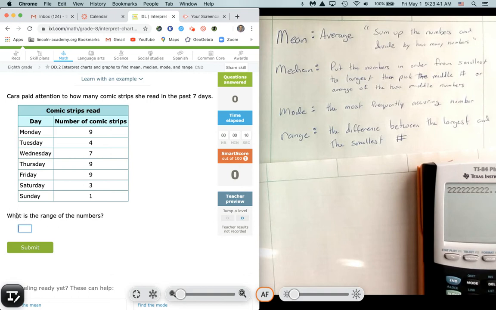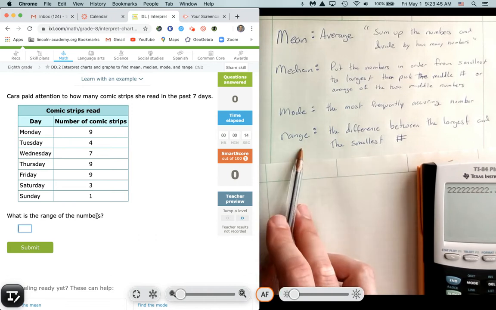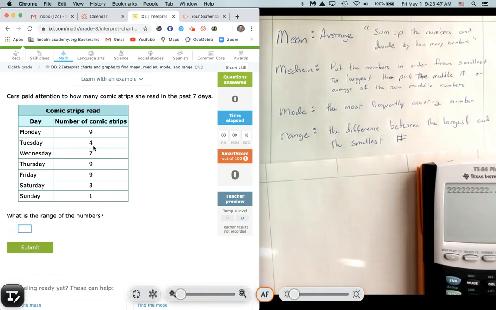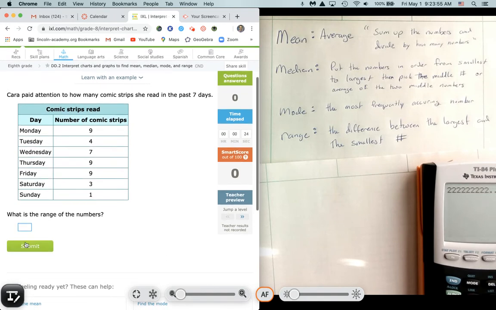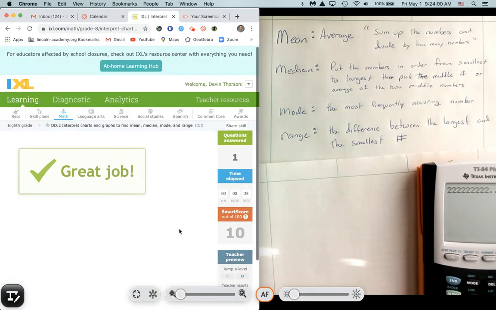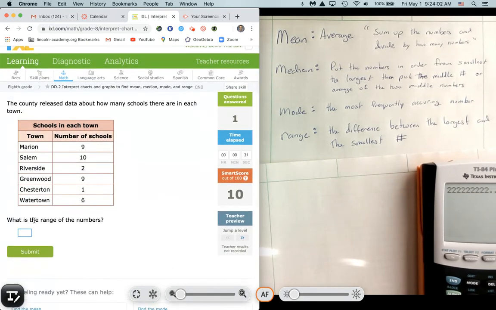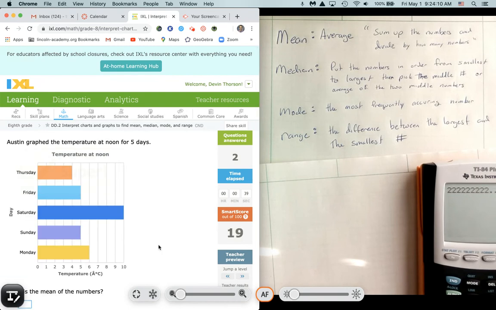Like for instance, this is: what is the range of the numbers? Well, remember, range is just the largest minus the smallest, so this should be fairly simple to do. We look down and we notice the very largest number they have is a 9, the smallest number they have is a 1, and so 9 minus 1 is 8. The range is 8. Okay, here, again, another range one. So let's quickly do this. 10 is the largest, 1's the smallest, 10 minus 1 is 9. So hopefully range is like one of the easiest ones to do.